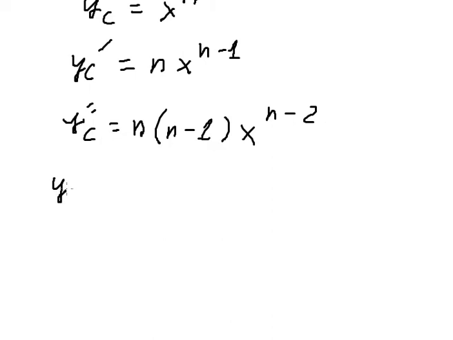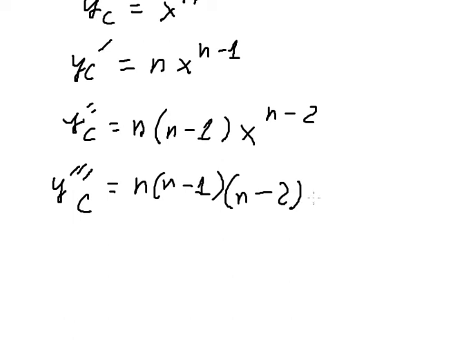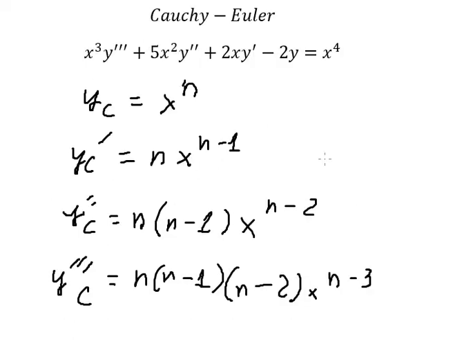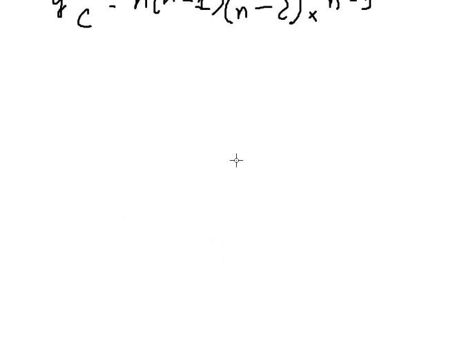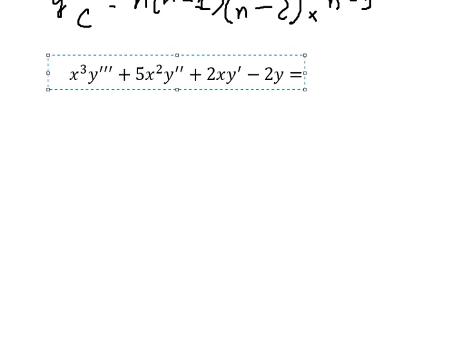And we do the third derivative, we have n minus 1, n minus 2, and we have s to the power of n minus 3. Because this is about the complementary solution, this one should be equal to 0.